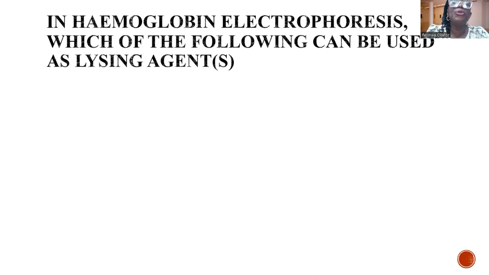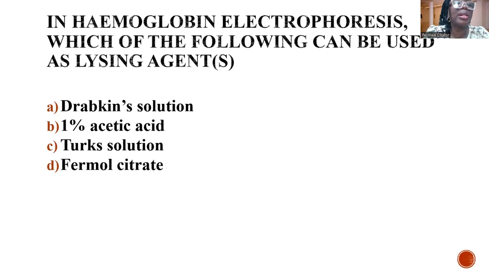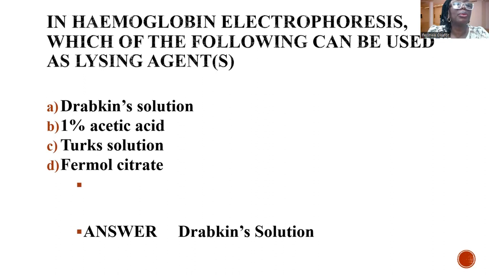In hemoglobin electrophoresis, which of the following can be used as lysing agents? A, we have Rapkin solution. B, we have 1% acetic acid. C, we have tox solution. D, we have formal citrate. Answer. Rapkin solution can be used as a lysing agent in hemoglobin electrophoresis.